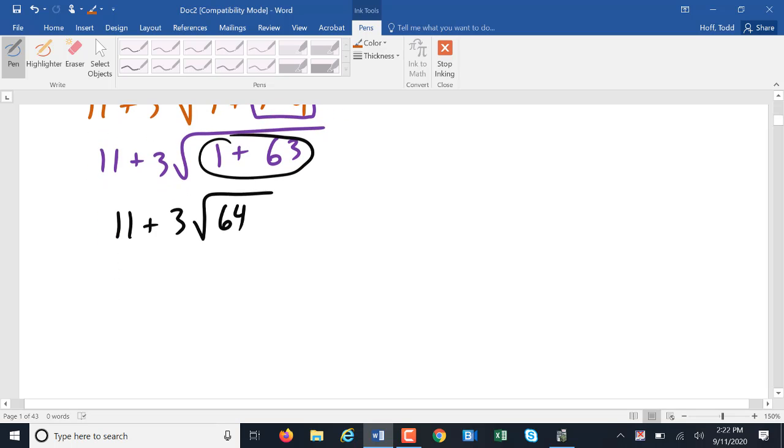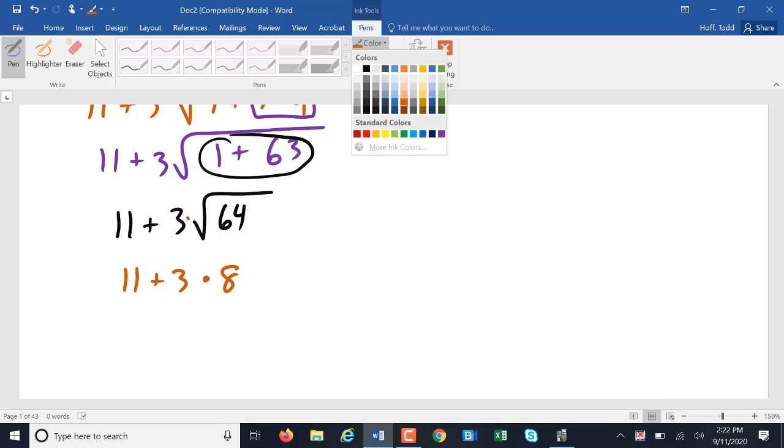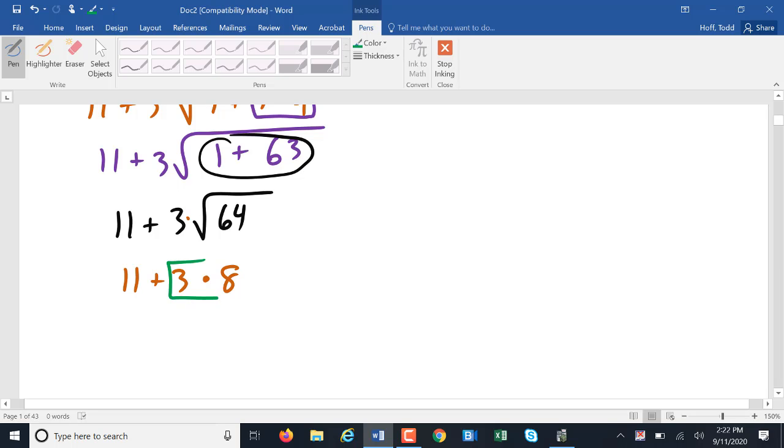What is the square root of 64? 8. Good. Now, when we do the square root, just like parentheses, we said we have to look for other things that it's doing. And here it is signaling multiplication. What would be done next? 3 times 8 is 24, and then of course 11 plus 24 makes 35.